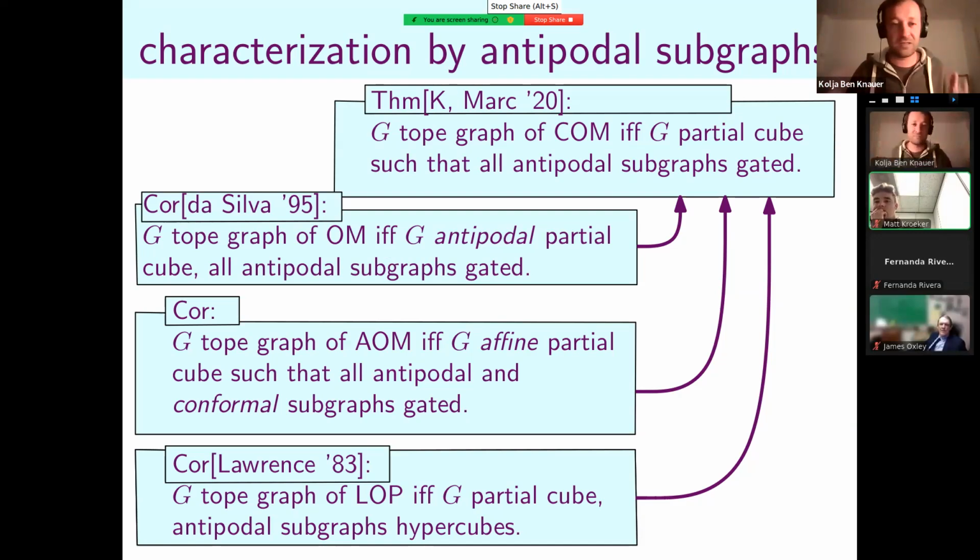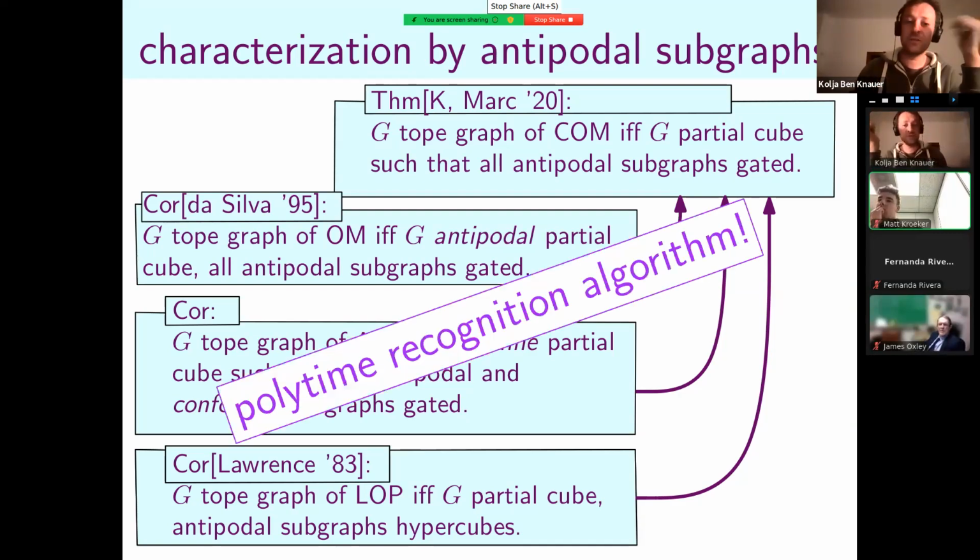So this is, and then the rest is the same. And you can obtain the corollary for affine oriented matrices and for lopsided sets as well. And the good thing is that this is not only maybe a nice metric graph theory characterization of the class, but actually you can test it in polynomial time, because these are all kind of metric properties.